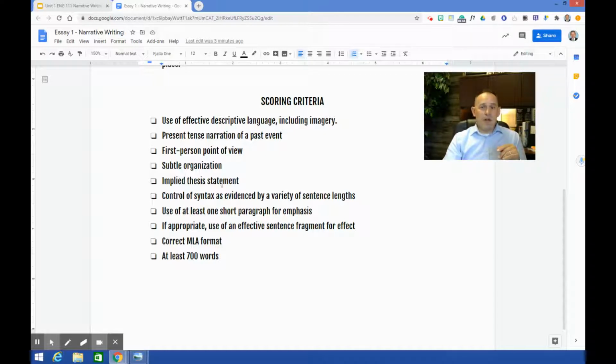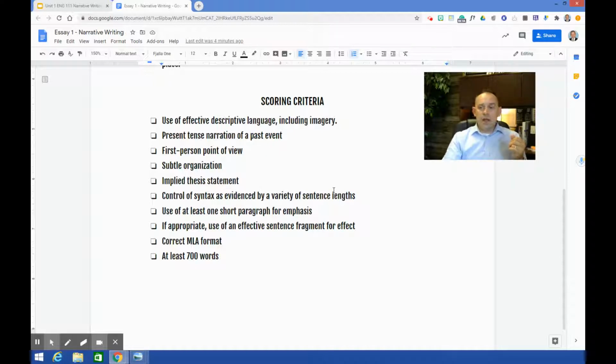I'm going to look for an implied thesis statement. In other words, I don't want a thesis statement at the end of the first paragraph. In fact, your introduction might be a multi-paragraph introduction. I want the thesis statement to be there, but I want it to be implied. So if I get to the end of your essay and I can't state the thesis in my own words, then you don't have an implied thesis statement. So that's a more challenging type of writing assignment than actually writing the explicit thesis statement.